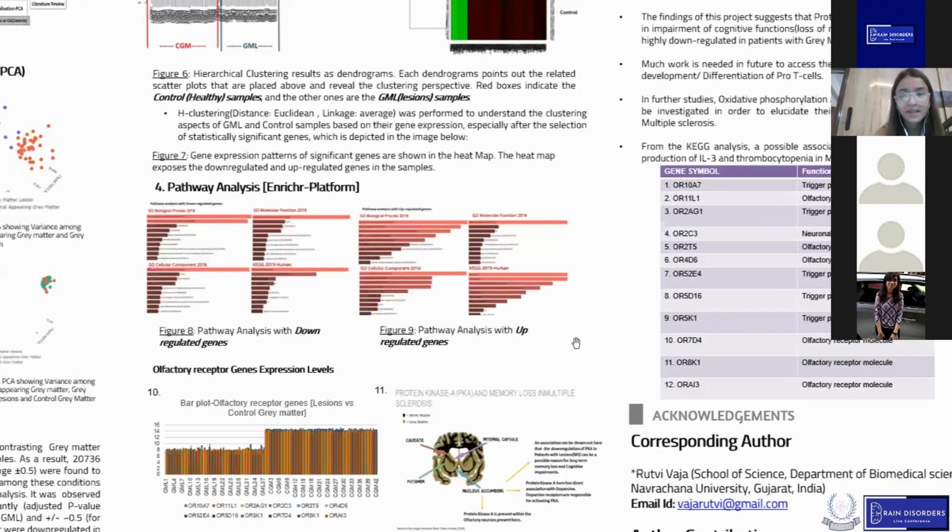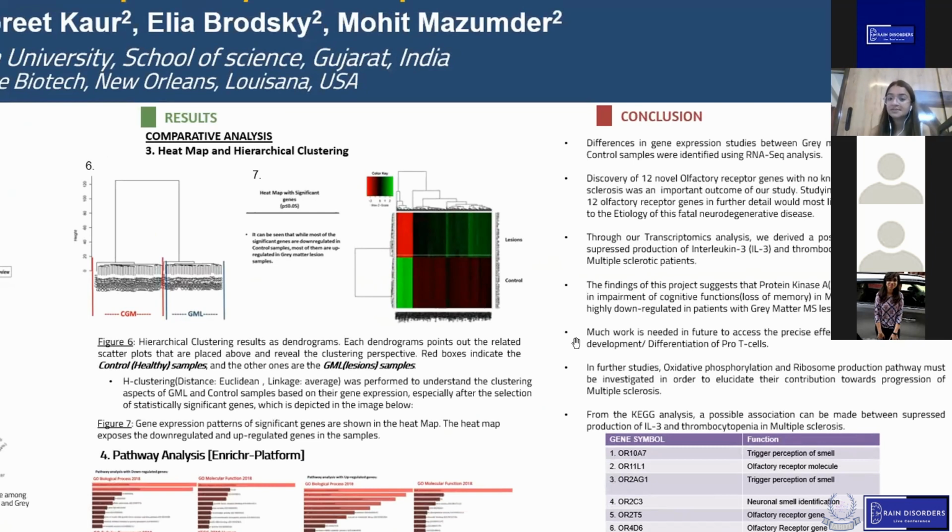Talking about the conclusions, our study was successfully able to study the gene expression between normal samples and the comparative multiple sclerotic gray matter lesion samples. Not only this, but we were also successful in identifying 12 novel olfactory receptor genes, which was an important outcome of the study because these genes regulate olfactory dysfunction in patients of multiple sclerosis. We were also able to find an association between protein kinase A and the cognitive loss and impairments in multiple sclerosis.